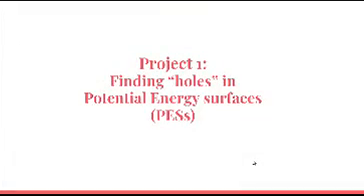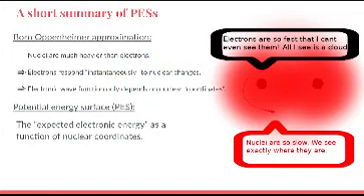Let us get to the first discussion now. We are going to find holes in potential energy surfaces. The idea of potential energy surface comes from the Born-Oppenheimer approximation. According to this, nuclei are much heavier than electrons.